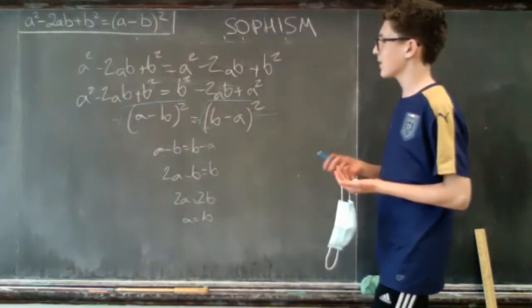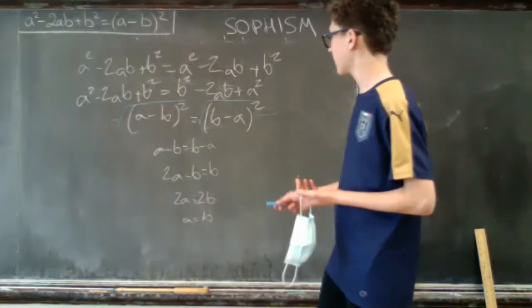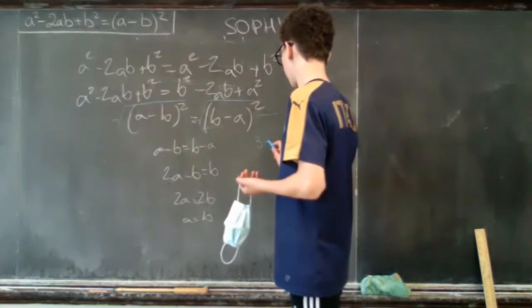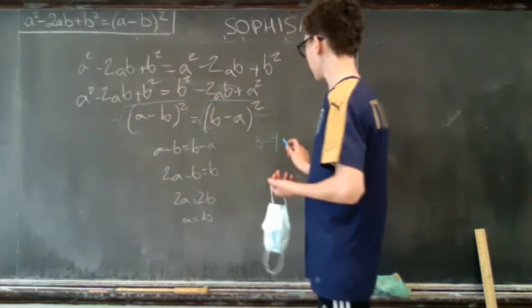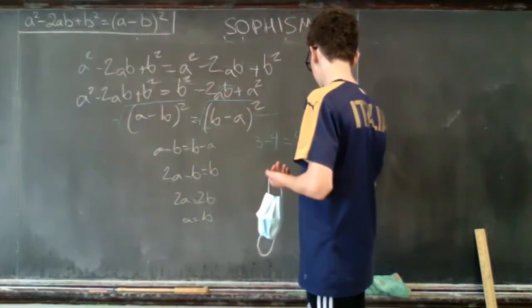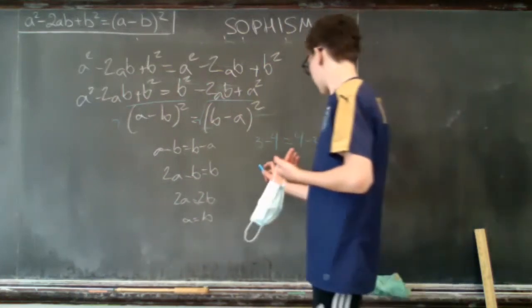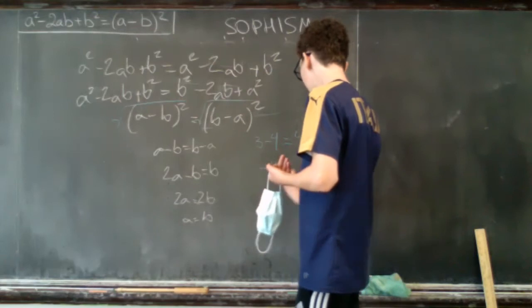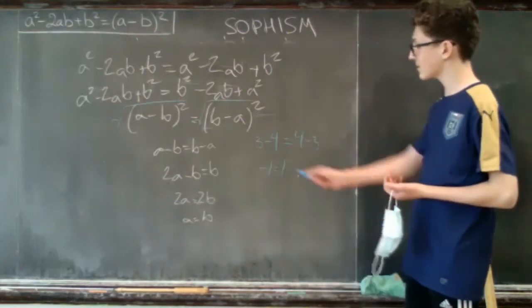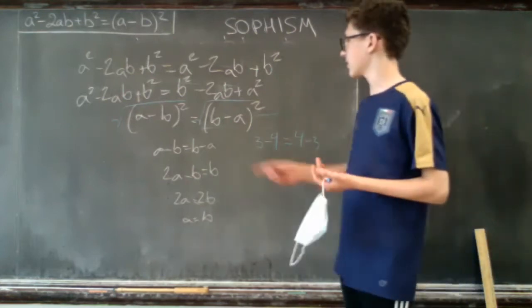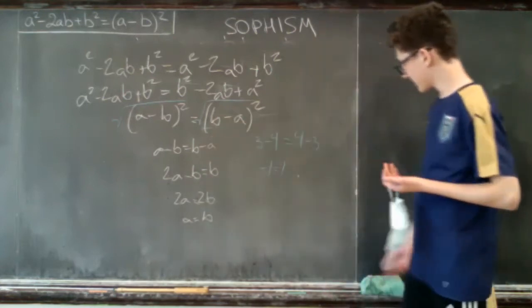So I'm going to try putting just random numbers in. So I'll put in 3 as A and 4 as B. So 3 minus 4 equals 4 minus 3. And for that, we get negative 1 equals 1, which definitely is not true. So in the transition from this to this, there must be some sort of issue.